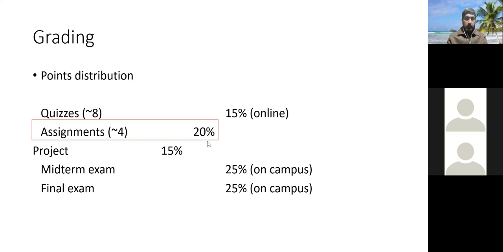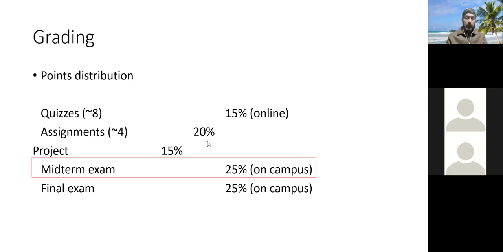We are planning about 4 assignments, and the weightage for that would be 20%. There's also going to be a project, 15%. This would of course be a group project. The number of people in the group we are going to decide later, I think 2 or 3 maximum. The projects can be decided by you. I'm not going to give you fixed projects. Of course, I'm going to give you ideas, but you can select a topic of your own choice after discussion with me or the TAs.